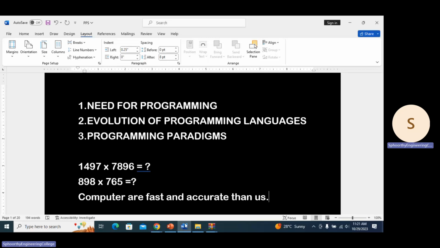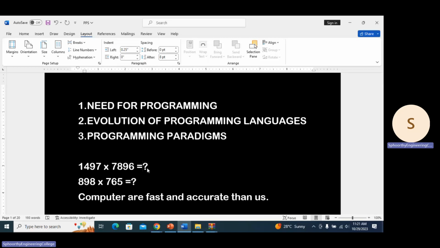I hope everyone will accept this, because just now we have seen, by asking multiplication questions like 4 into 2 is 8, 8 into 4 is 32, but 1497 into 7896 will take a lot of time. So immediately you can't give the answer, and there is no guarantee that you will give the correct answer. Similarly, 898 into 765 will take some time to multiply and give the answer, and there is always a possibility that I may give a wrong answer also.